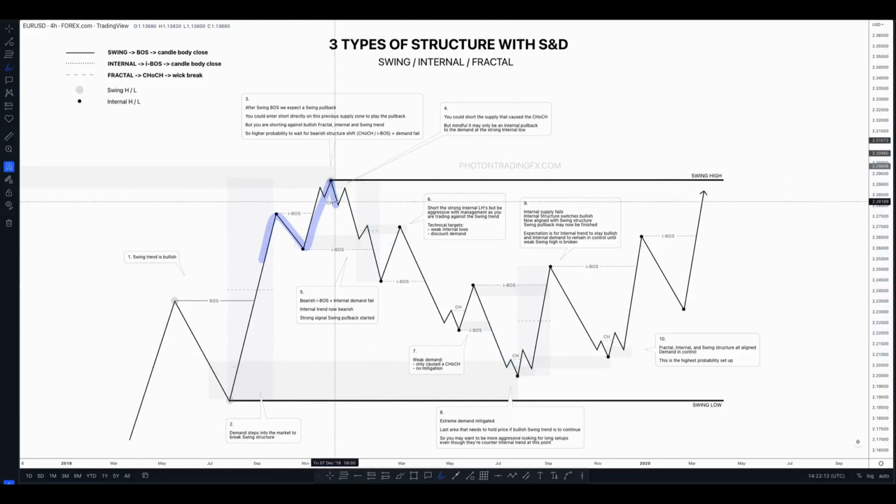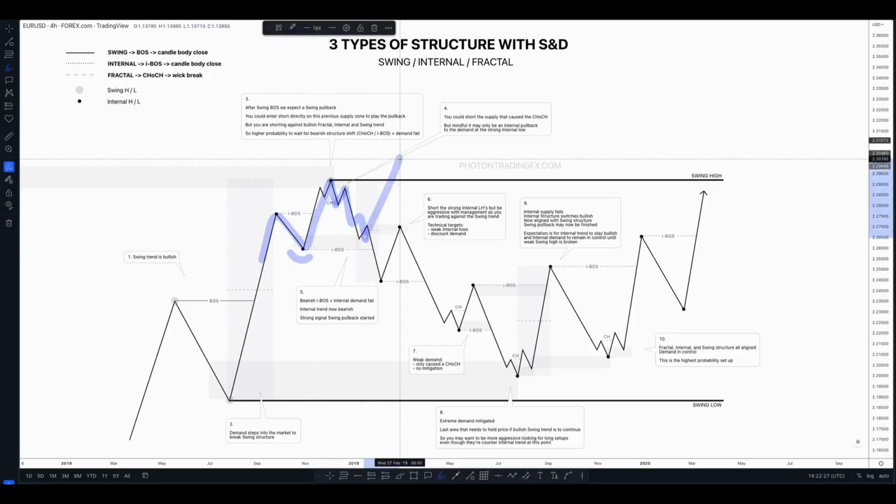But if we only have a CHoCH and the internal structure is still bullish, then when we get short from the supply, you can target down here, but you have to manage your expectations that it might only be an internal pullback into this strong internal low where there's internal demand. There's demand that led to the break of structure that then may continue higher, okay? So you just have to bear that in mind, okay?